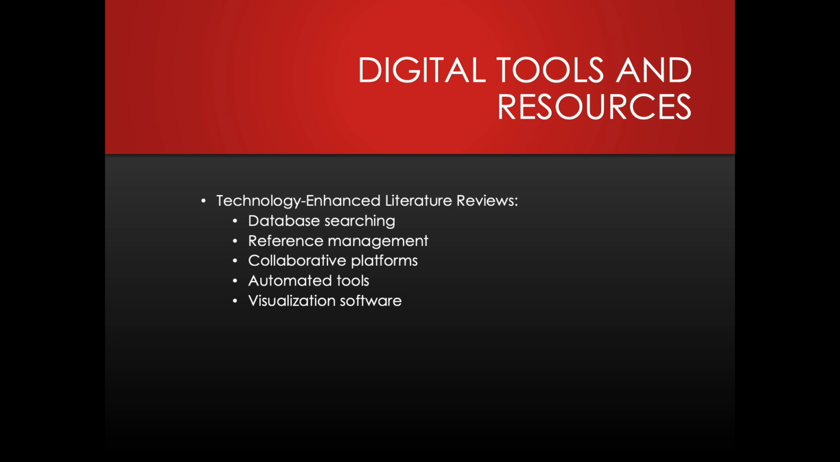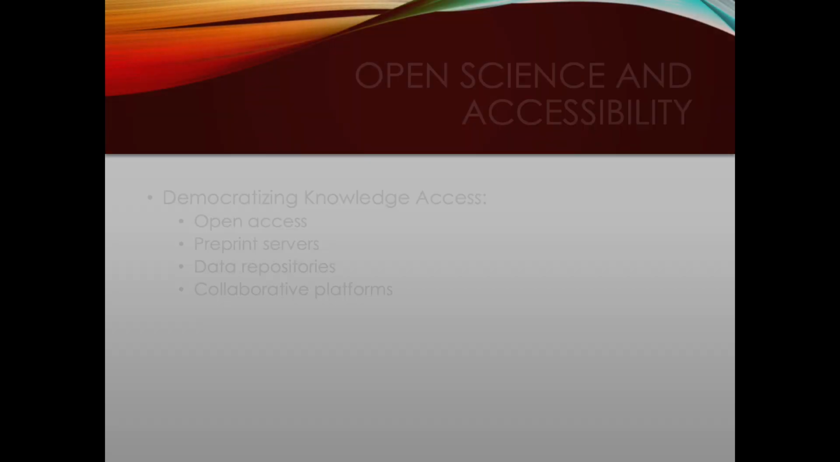Technology is revolutionizing how we conduct literature reviews. We have advanced database searching capabilities, sophisticated reference management and organization systems, collaborative platforms for team-based reviews, automated screening and analysis tools, and visualization software for knowledge mapping. These tools can dramatically improve both the efficiency and quality of your literature reviews.